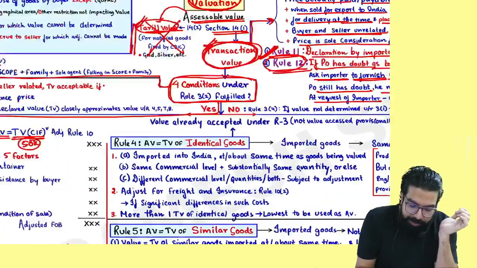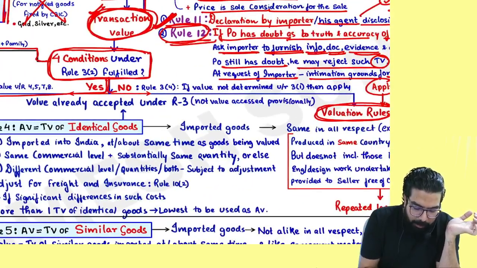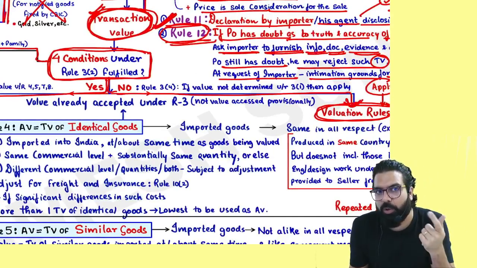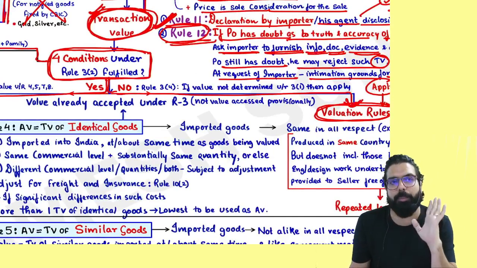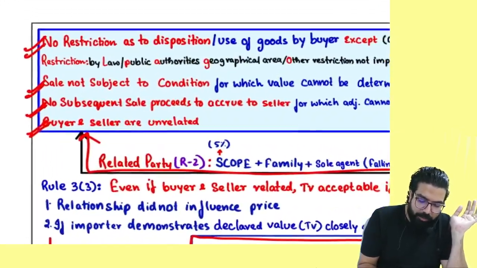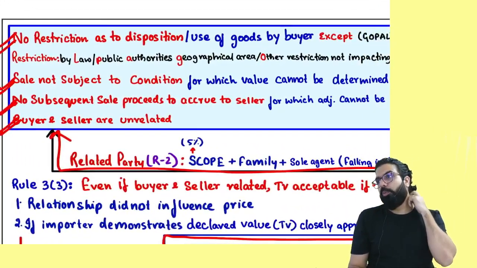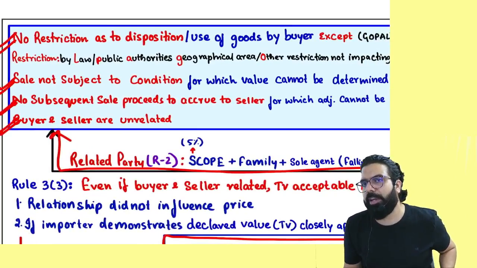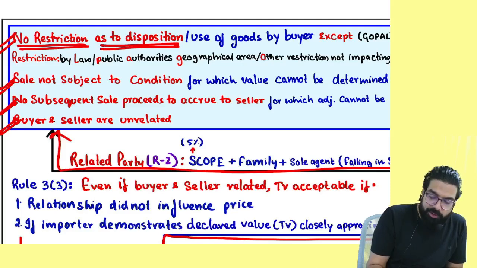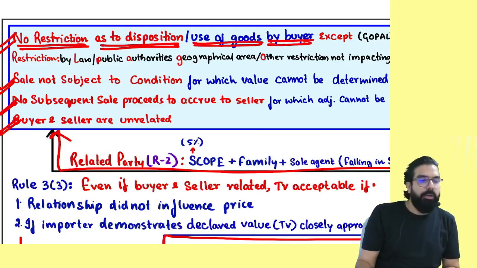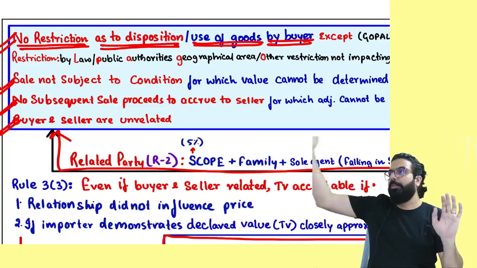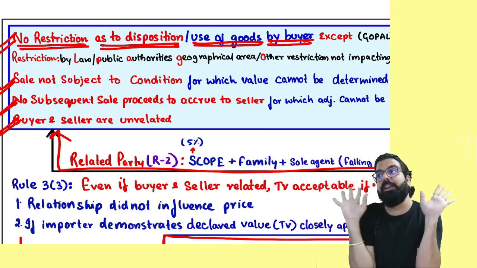But sir, what if I do not fulfill these 4 conditions? Then the valuation rule will be applied and officer will do the valuation of your goods and you have to pay the custom duty. Sir, what are the 4 conditions which are told under rule number 3(2)? What are the 4 conditions which are told under rule number 3 sub rule 2? Number 1, no restriction as to the disposition or use by the buyer. For an example, the person from outside India sold you the goods in India. He should not have given you any condition.